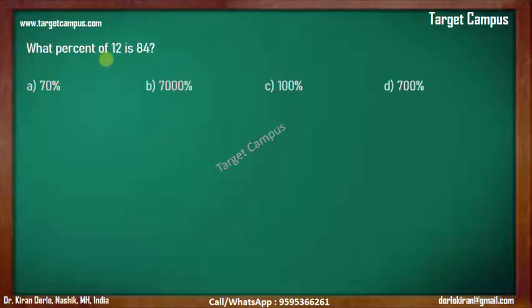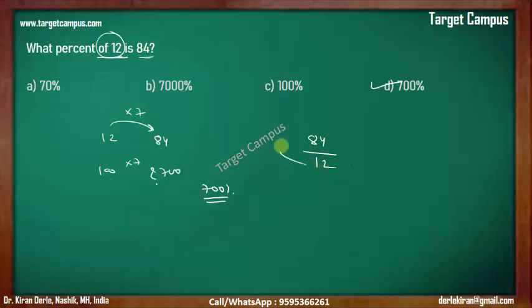What percent of 12 is 84? Don't get confused, guys. Of 100, what should this be? This is into 7, so this will also be into 7, so this must be 700. So for 100 it is 700, so 700%. Pretty much simple. Don't get confused. Just see, of is your base. Of will always be your base. So for 12, 84, like this. Let's move on.